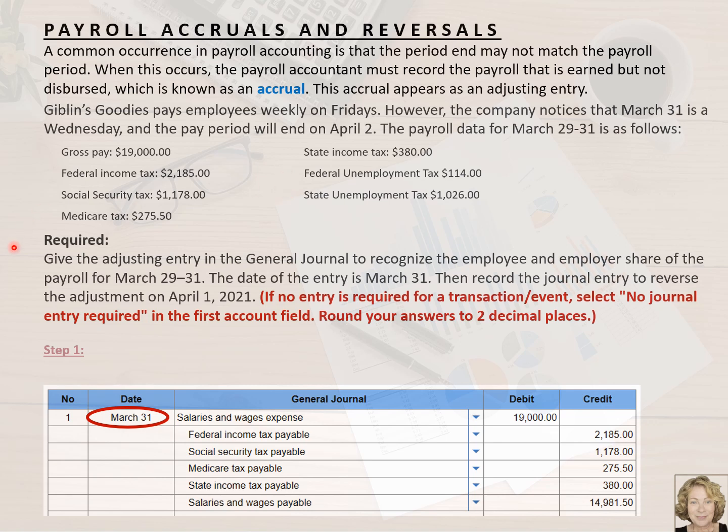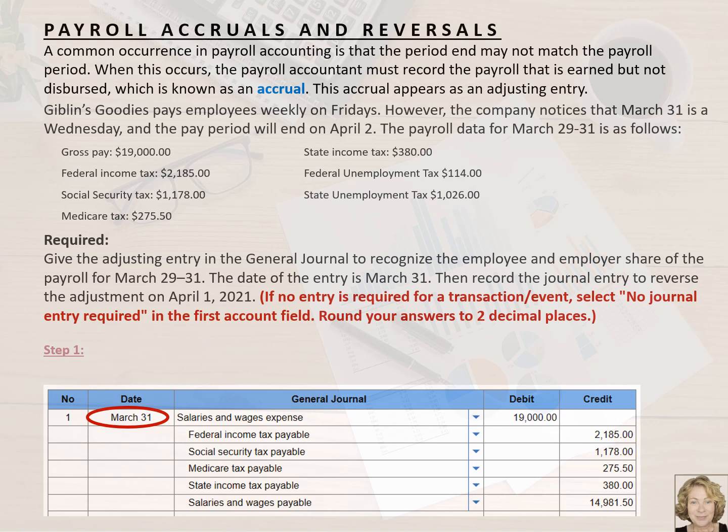So first step is to record the accrual for the employee's payroll. The second step is to record the employer's payroll tax entry, and then we'll record the two reversing entries on April 1st. So first, let's record on March 31st the payroll accrual by debiting salaries and wage expense for $19,000, which represents the gross pay.